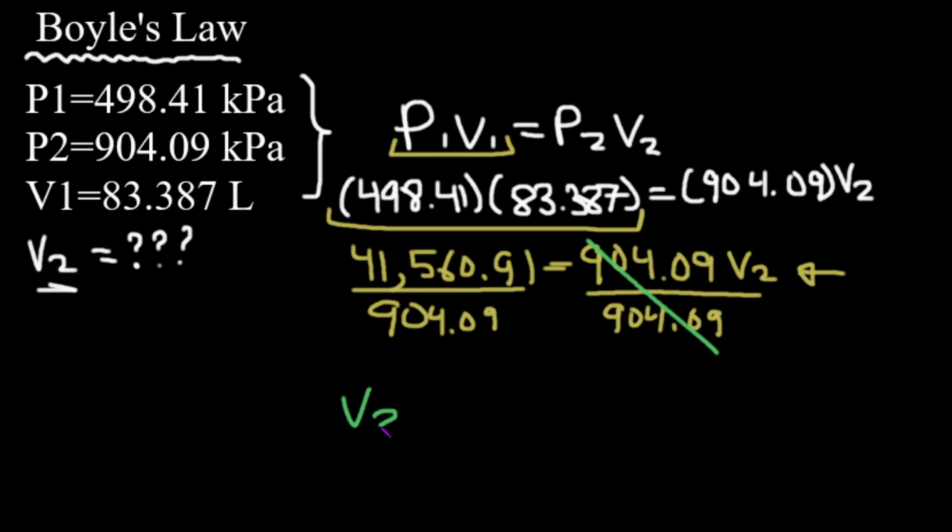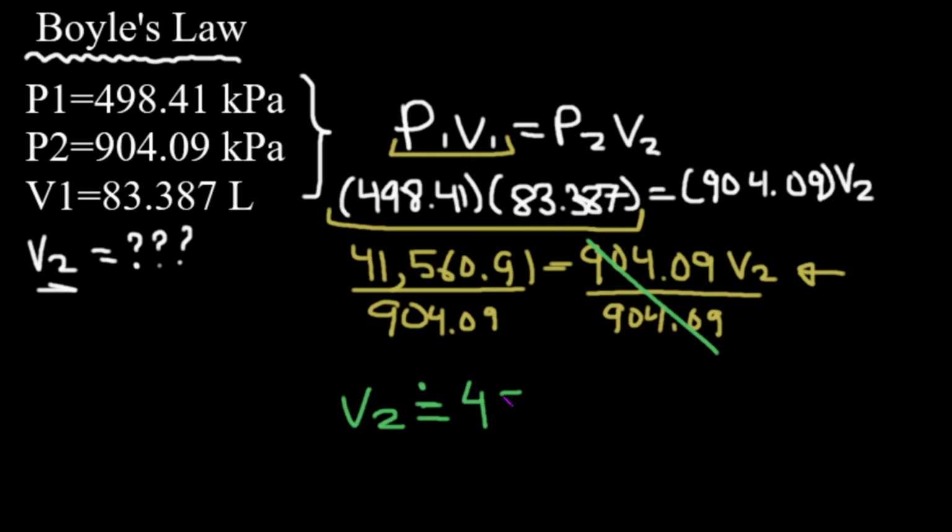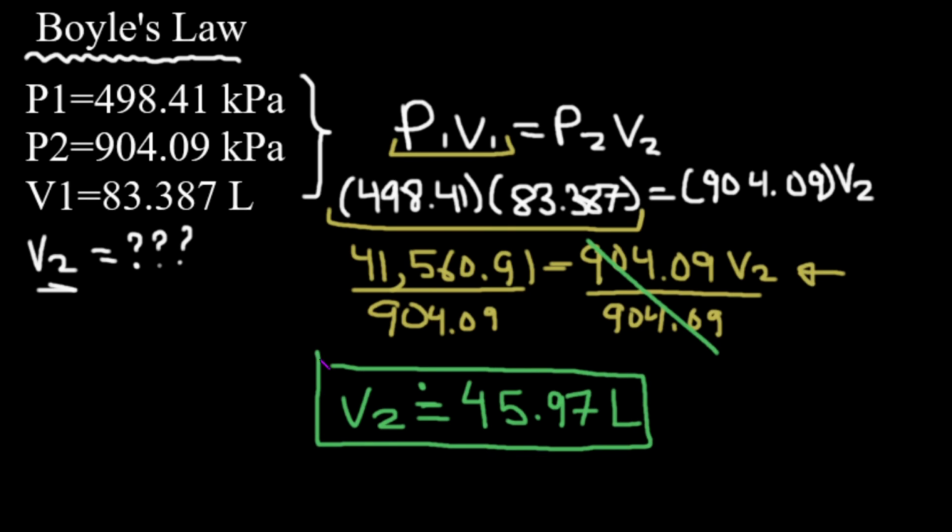So now we have V2. Let's put V2 on the left hand side of the equation so you can understand it. Now we divide what we have. We divide 41,560.91 by 904.09. That will give you the liters for V2. So that would be 45.97, you'd round it, 45.97. Don't forget the units, as it is a unit measurement, and that is liters.